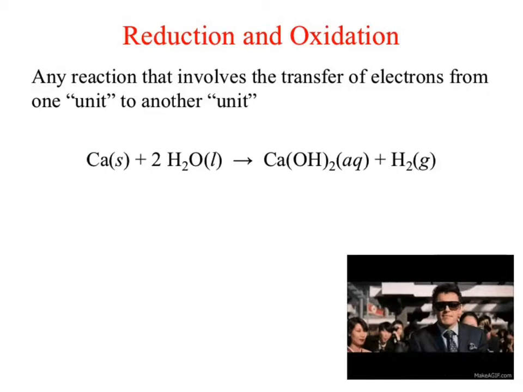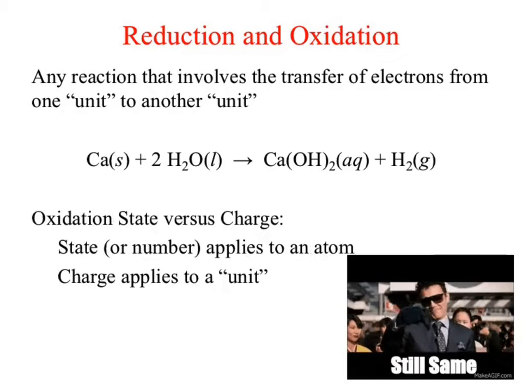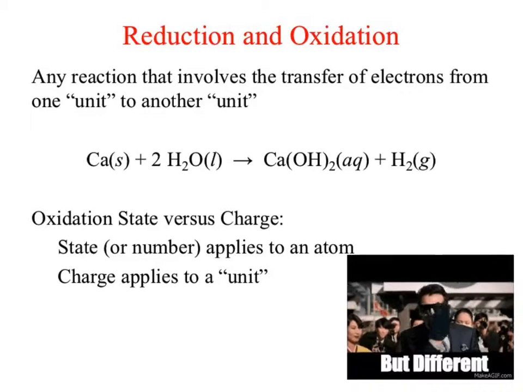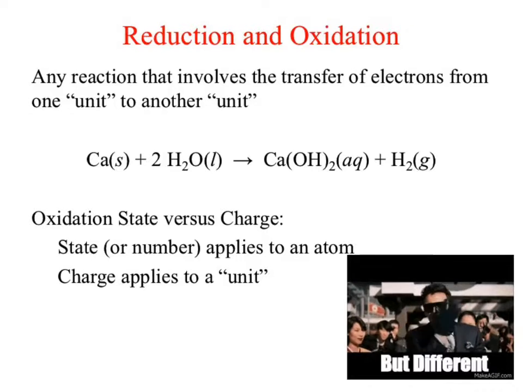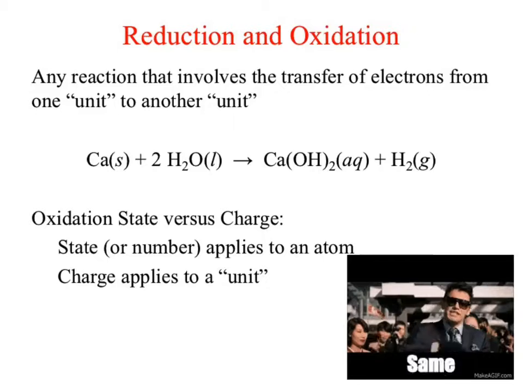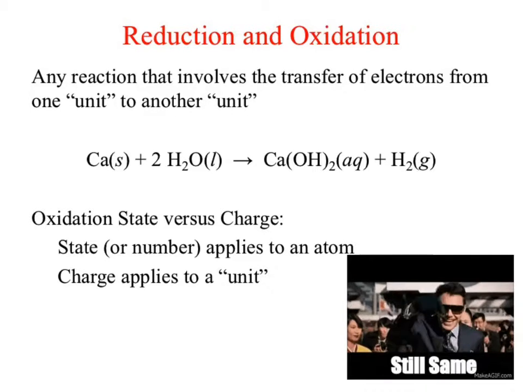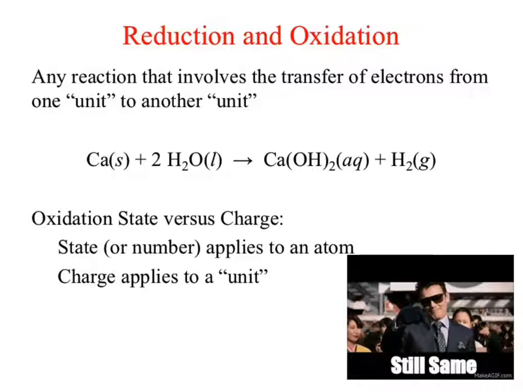What these are getting to is this concept of oxidation state versus charge. The oxidation state applies to a single atom. It's the balance of protons and electrons on a single atom. The charge applies to a unit. Well, if my unit is a single atom, then the charge and the oxidation state are the same thing. If my unit is a larger molecule, then I can't reference the charge and oxidation state because the molecule doesn't have an oxidation state. Only atoms within that molecule have oxidation states.